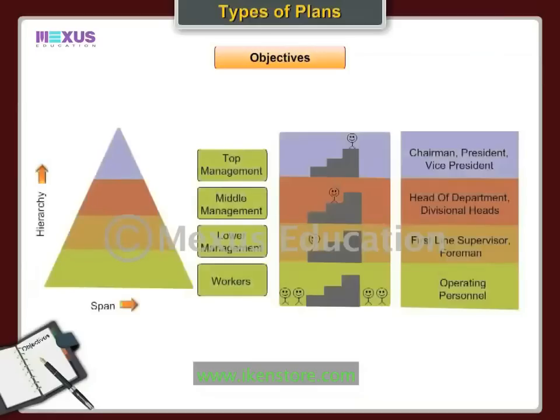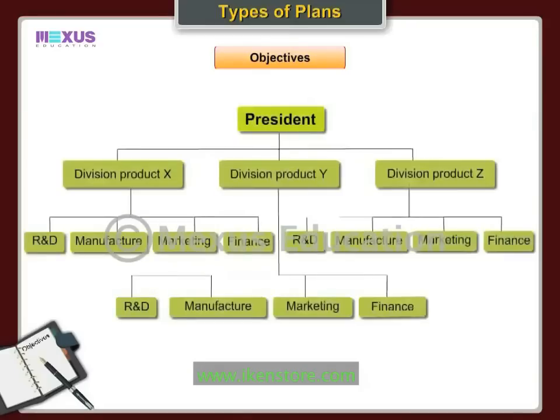Objectives are usually set by top management of an organization and focus on broad and general issues. Different departments or units in an organization may have their own objectives.